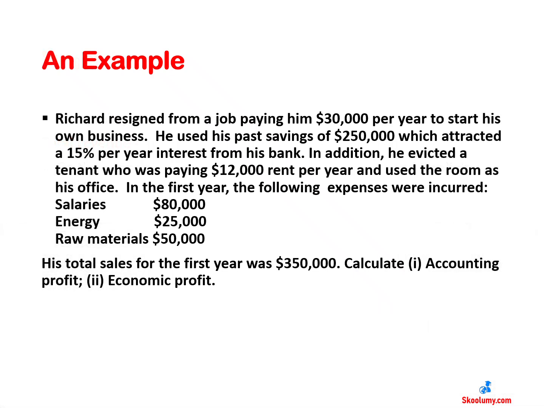An example. Richard resigned from a job paying him $30,000 per year to start his own business. He used his past savings of $250,000, which attracted a 15% per year interest from his bank. In addition, he evicted a tenant who was paying $12,000 rent per year, and used the room as his office. In the first year, the following expenses were incurred: salaries $80,000, energy $25,000, raw materials $50,000.